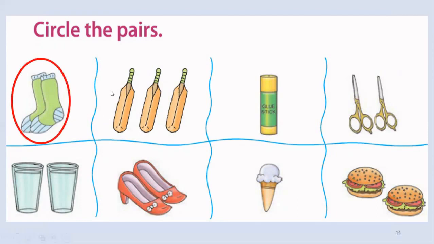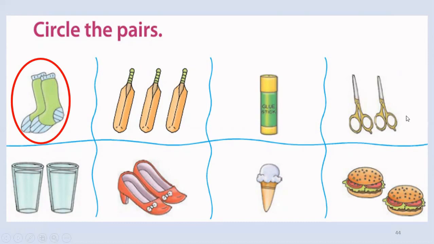Let's move to the next image. There are 3 bats. So if we do the pairing, is it possible to do the pairing here? No, because we know in 1 pair there are 2. We can only take 2 bats. 1 bat will be left. So it will not form a pair. Let's move to the next image. It is a glue stick, but it is only 1. We cannot form a pair with this. So we cannot circle it.